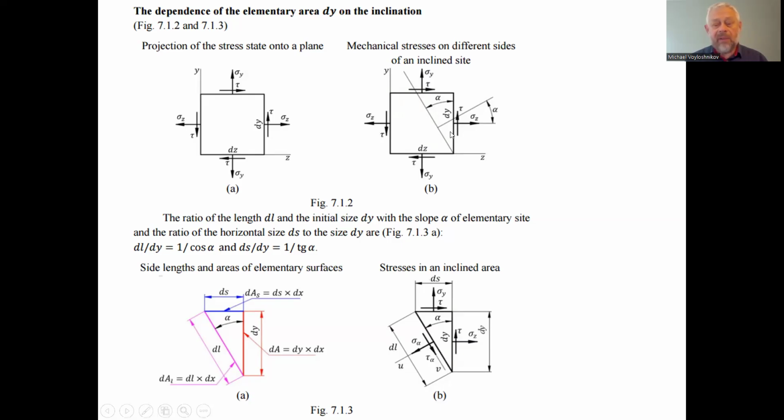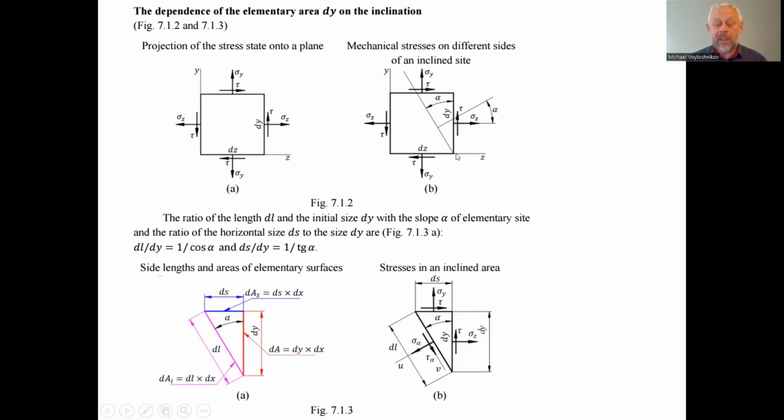So let's assume that the vertical size of this physical body is dy, and the angle of inclination is alpha. Dy is arbitrary, alpha is arbitrary as well, about the same as the reference variable. So the ratio of the length dl, the hypotenuse of this right angle triangle, and the initial size dy.